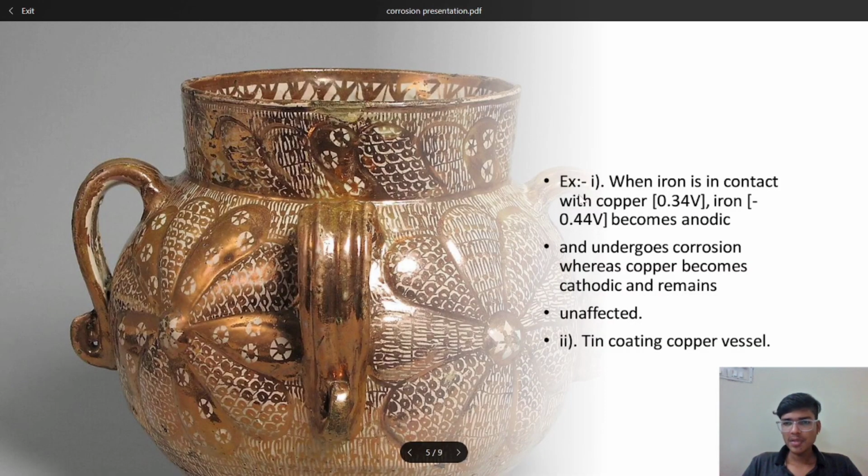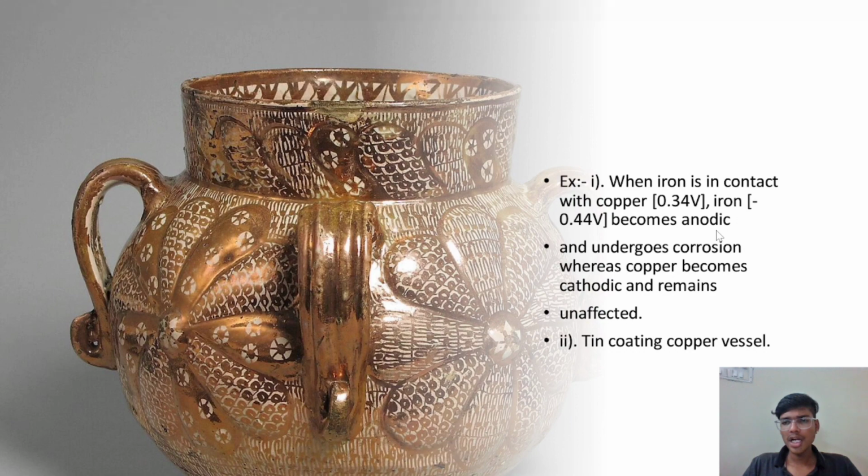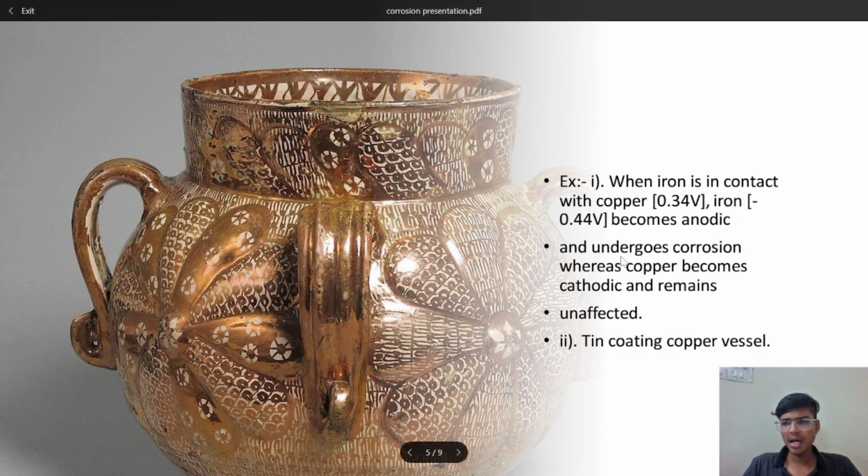Here are examples of differential metal corrosion: when iron is in contact with copper. The electrode potential of copper is 0.34 volt and the electrode potential of iron is -0.44 volts. Iron becomes anodic because iron has a lower electrode potential than copper, and at the anodic region it undergoes corrosion, whereas copper becomes cathodic and remains unaffected.